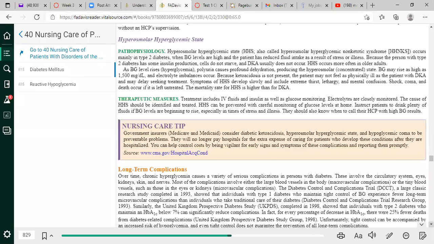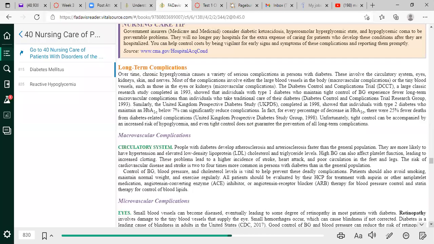It's talking about long-term complications of diabetes. Most of the complications involve either the large blood vessels in the body or the tiny blood vessels, such as those in the eyes or kidneys. Individuals with type 2 diabetes who maintain the HbA1c below 7% can significantly reduce complications. Because once your HbA1c is over 7%, you are at risk for complications.